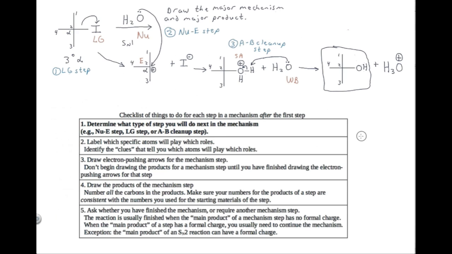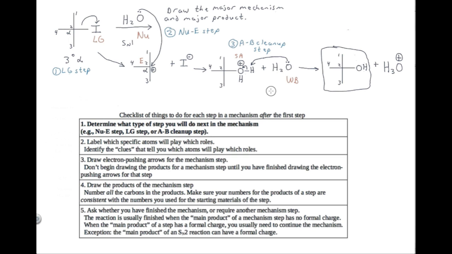Here's a new updated checklist of things to do for each mechanism step. Now this version of the checklist is specifically designed to describe things that you will do for each step after the first step, because there's some extra actions that you have to take for the first step, like determining that the reaction is SN1 or SN2. But obviously most of these actions also apply to the first step. Anyway, the big new thing I've added to the checklist is you should now try to get into the habit of determining what type of step you're going to be carrying out.